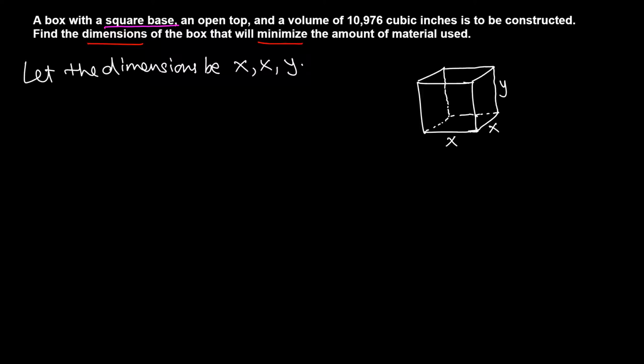Okay, and open top means there is nothing here on the top. This part is open top. And a volume of 10,976, that's the constraint. So we want to have the volume of this box exactly 10,976. Okay, so let me write down the constraint here.